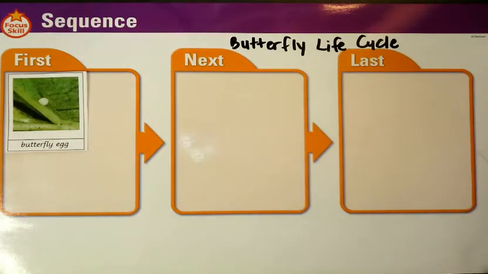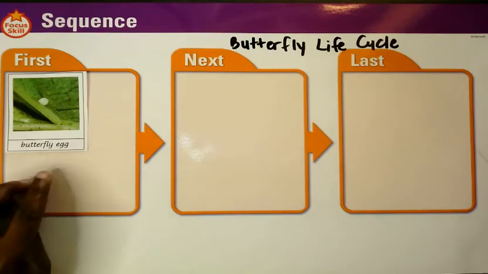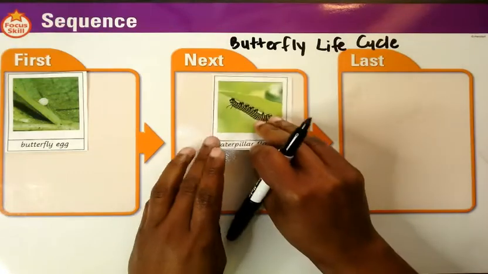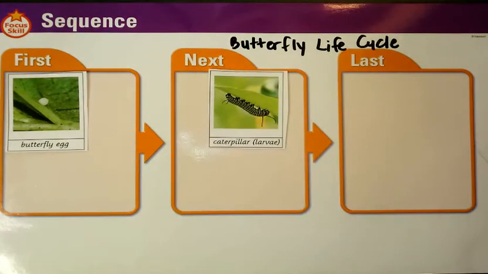Next, the caterpillar's job, once it comes out, would be to eat. Eat, eat, eat. They will eat so that they can grow up to 2 inches in just a few weeks. So after the butterfly lays its egg, then a caterpillar comes.